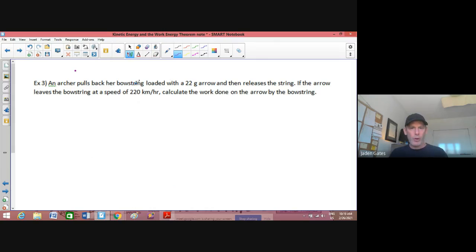So here we go. What do we got here? We have mass. We have it leaves the bowstring at 220 kilometers an hour. That would be our VF. 220 kilometers per hour. All right, and we want to know the work done on the arrow. So what else do we know? Mass is 22 grams.